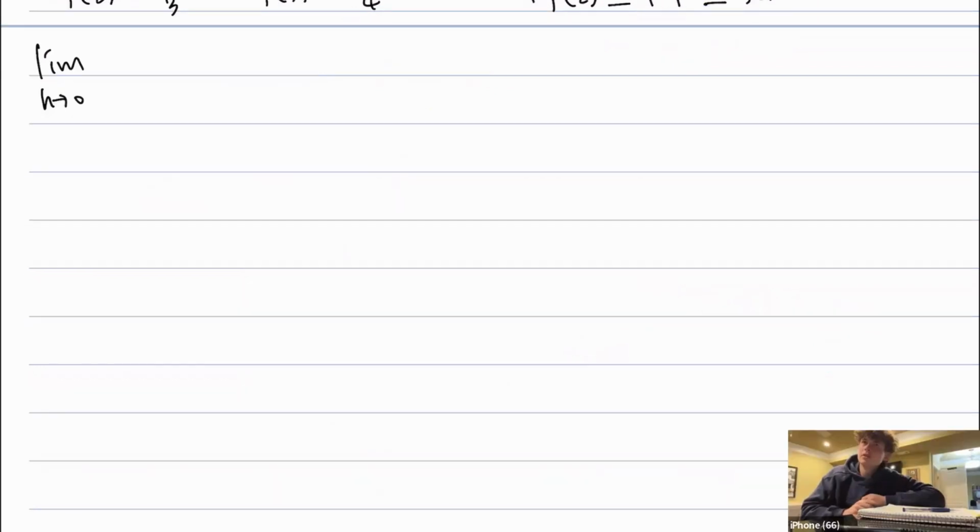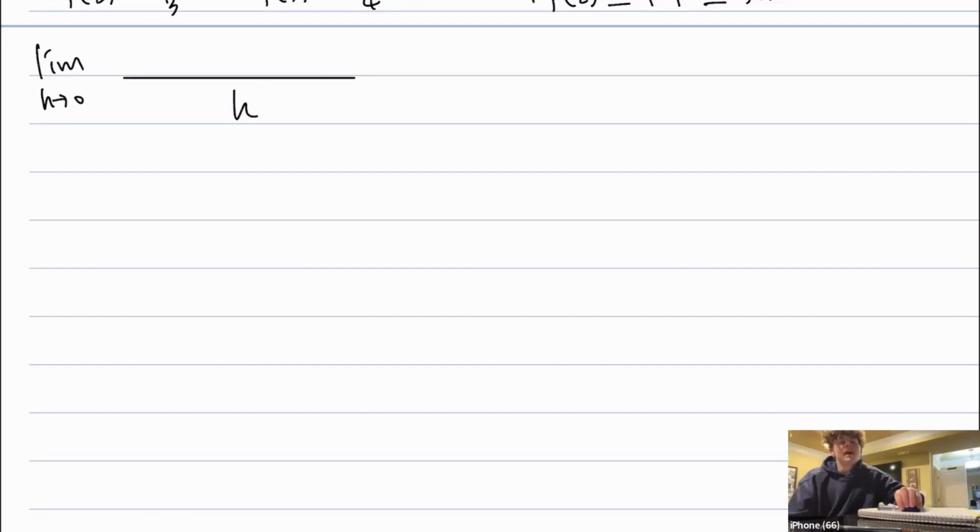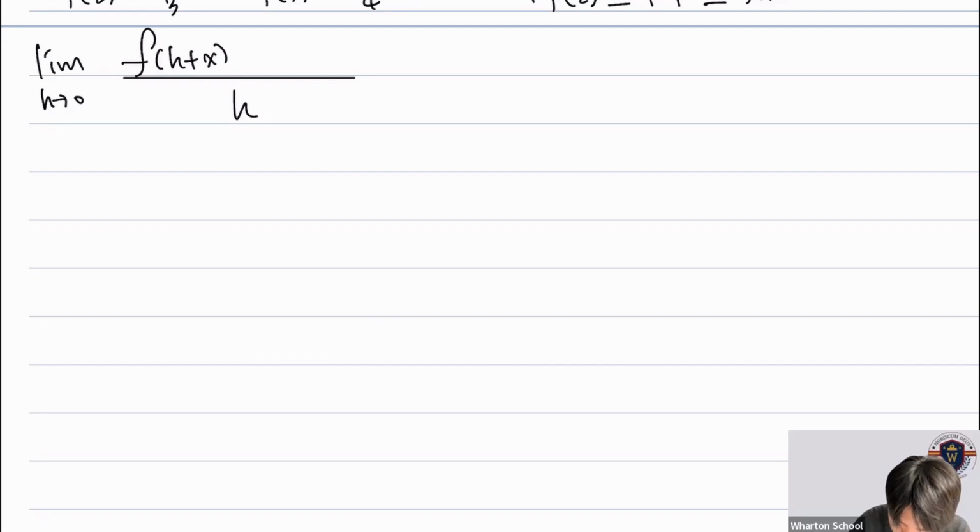The limit definition. Wait, h is on the bottom, right? h is by itself on the bottom. Is it f of h plus x minus f of x? Yes. Okay.